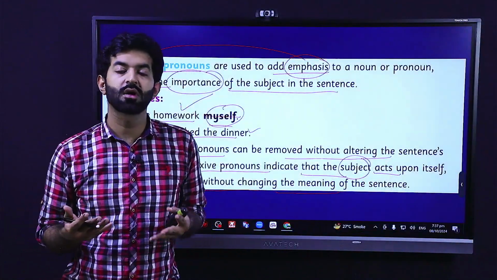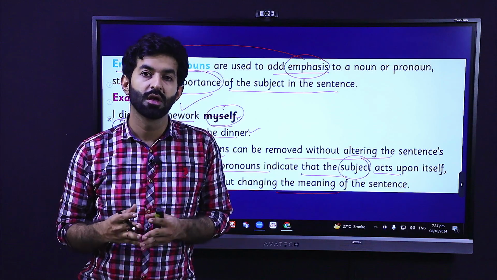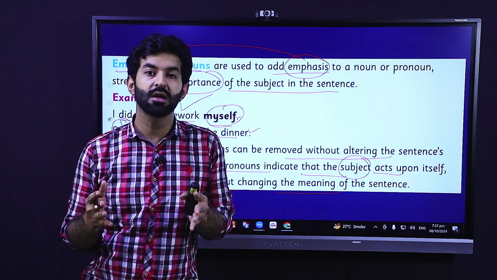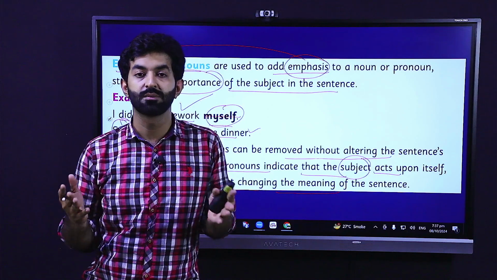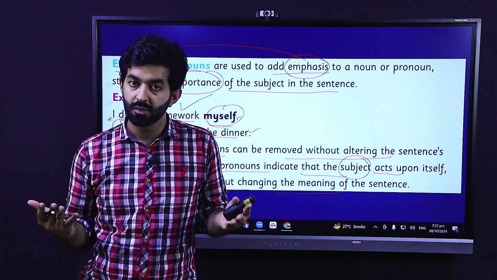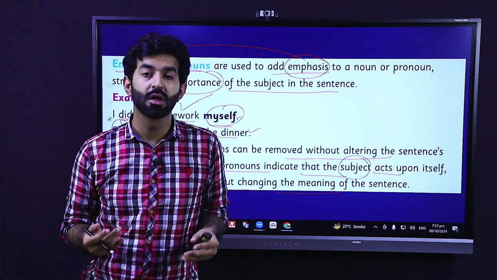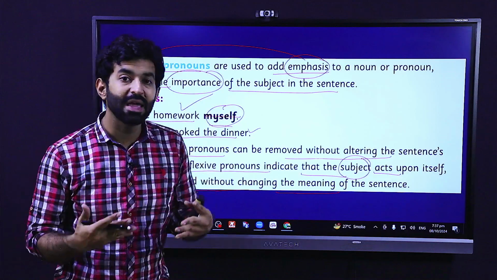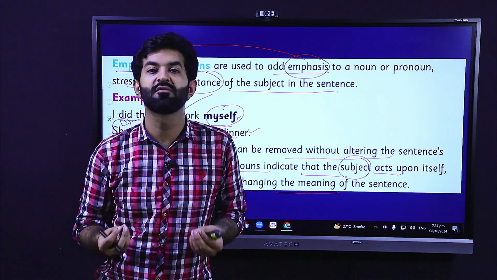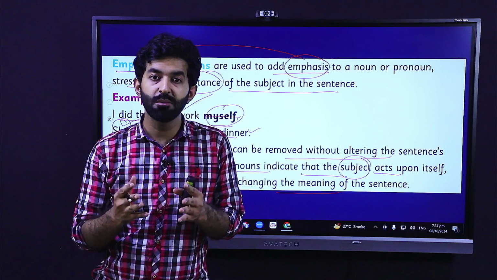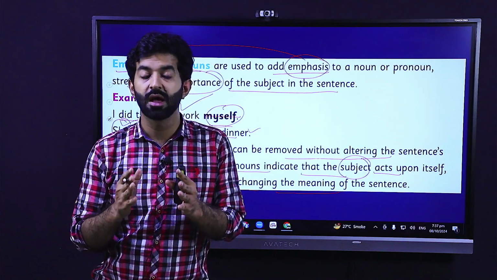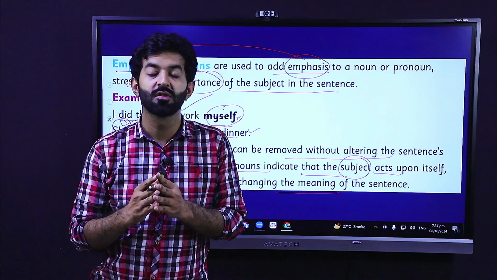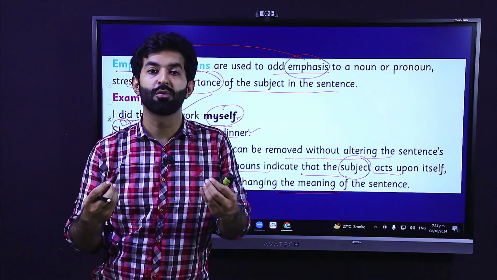They drove the car themselves. He cleaned the room himself. So, you can create a lot of sentences using the emphatic pronouns. They're very important to show emphasis again and again, and they are very much comprehensive as well.